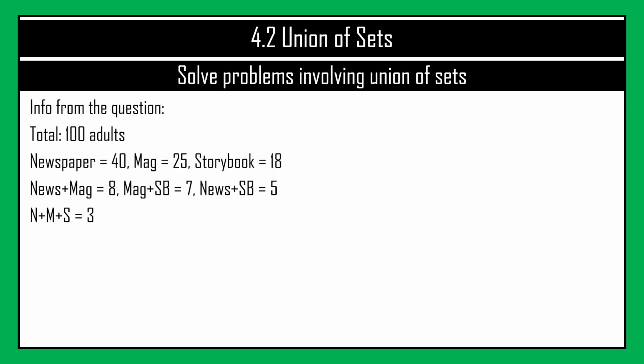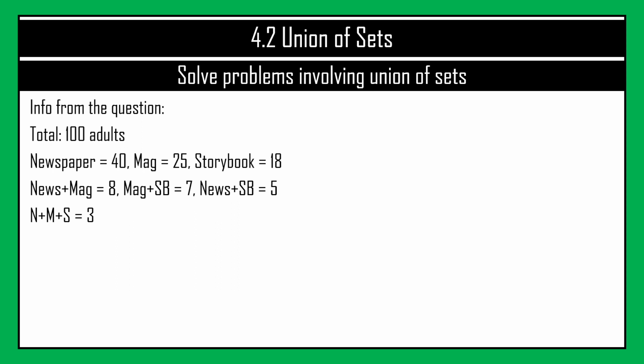Let's break them down into chunks that we can digest. Alright, now we put them into chunks that we can digest. We know there are a total of 100 adults. Newspaper got 40, magazine 25 people, storybooks 18. And then newspaper and magazines got 8. Magazines and storybooks, there are 7. Newspaper and storybooks, there are 5. And all 3 together, there are 3.